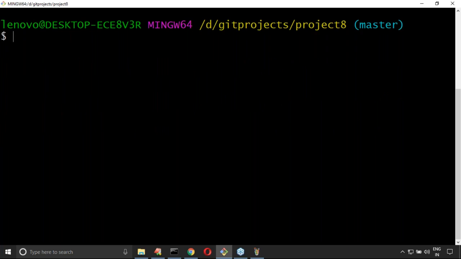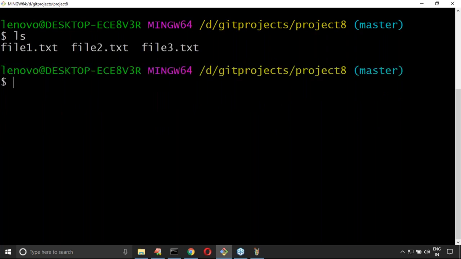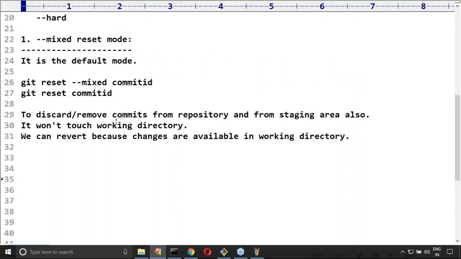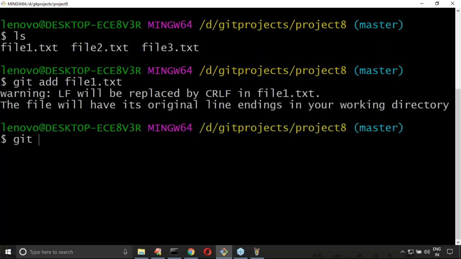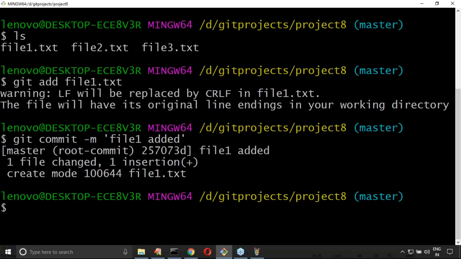How many files I created? Can you please confirm? Respond. How many files I created, sir? Three files I created. Now I want to add these files to my repository, but in different commits, because to check the functionality of git reset command, multiple commits are required. git add file1.txt. After that git commit -m "file1 added". That's all. Only file1 added, sir.